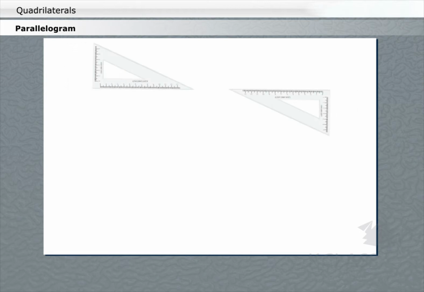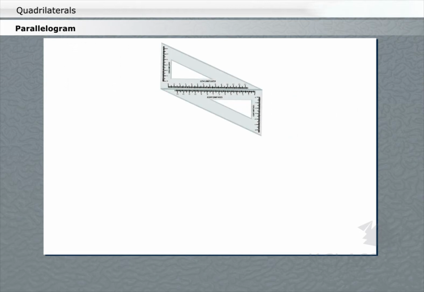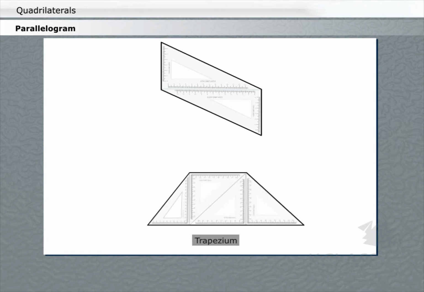Observe this. You can see that the shape so formed is a quadrilateral. However, it looks very different from the trapezium that you've just learnt, because this is a parallelogram. Let us observe some properties of a parallelogram.